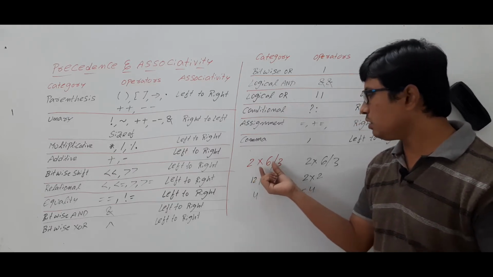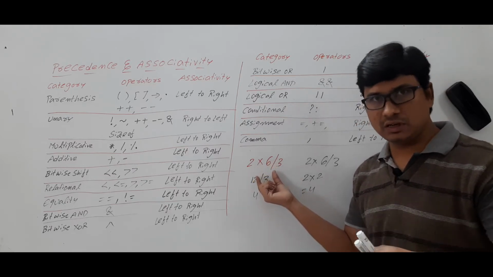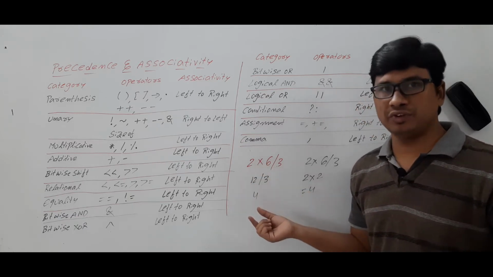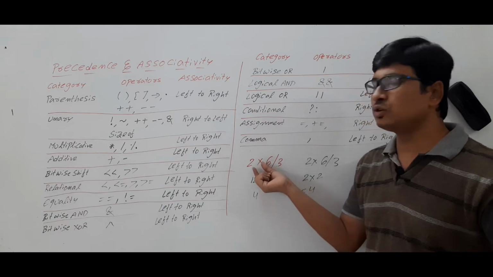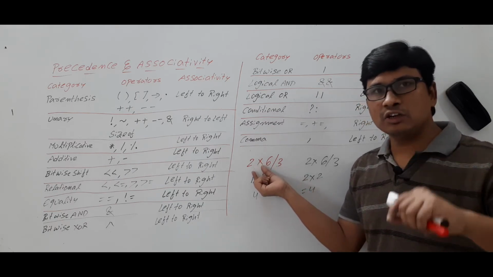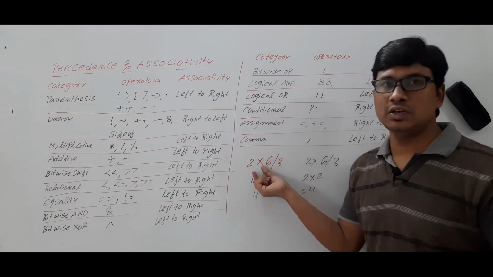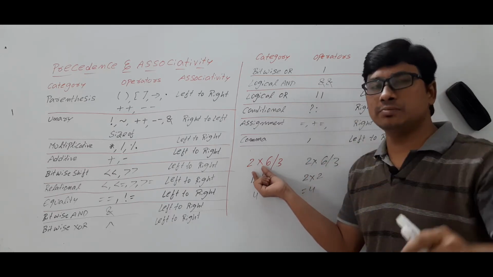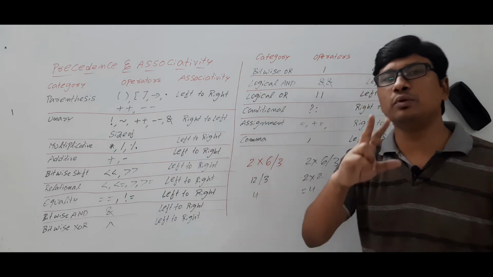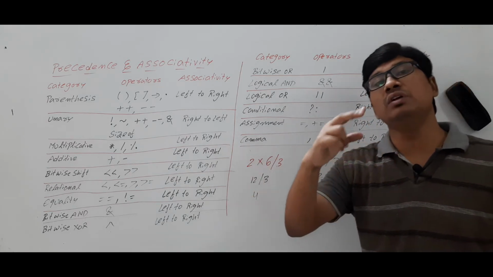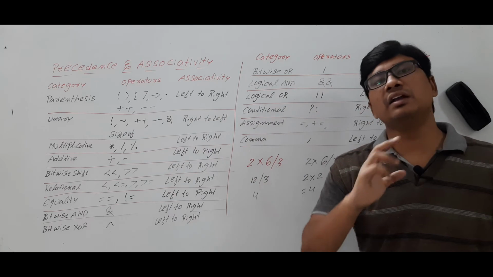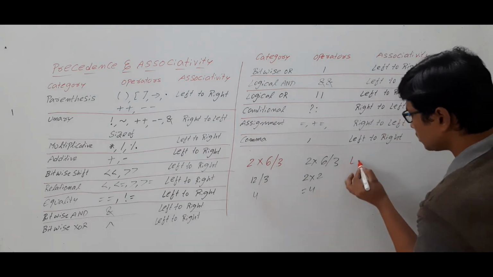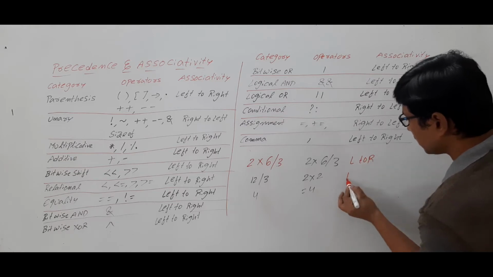So if you have two operators which have the same precedence, then which one you need to perform first? Should you perform the division? Should you perform the multiplication? That will depend on the associativity. So associativity will tell if you have the operators having the same precedence. Now associativity, we have two types of associativity. We have left to right associativity and right to left associativity. Let me write them. You have two types of associativity, left to right, right to left.